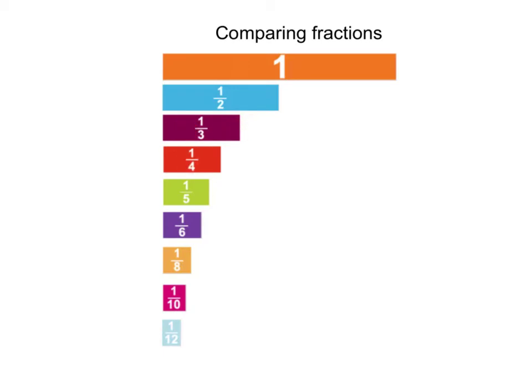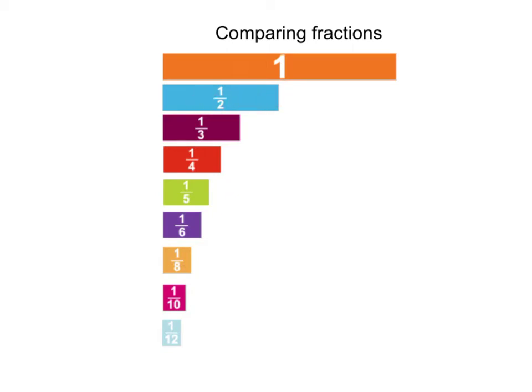The red is 1/4 of the one. The green is 1/5 of one. The purple is 1/6 of one. The yellowy orangey one is 1/8 of one. This one is 1/10 of one, and then we have 1/12 of one. So if we wanted to equal 1, let's see what we would do.